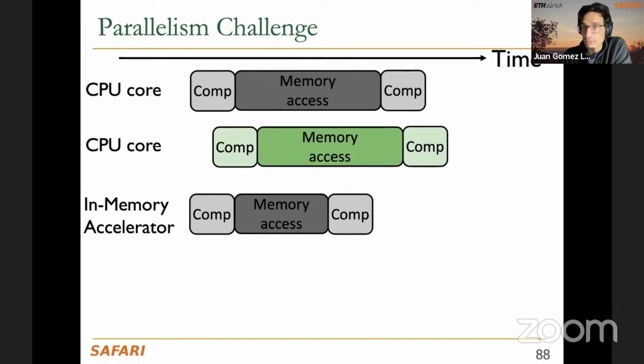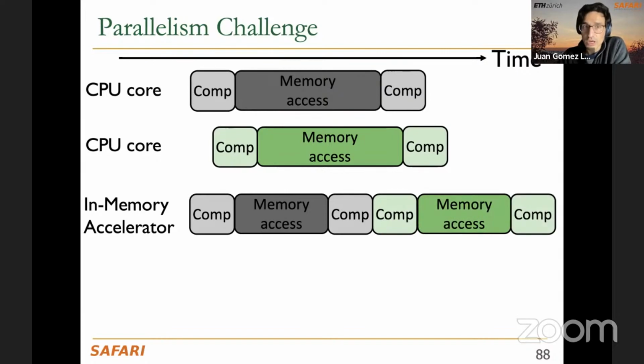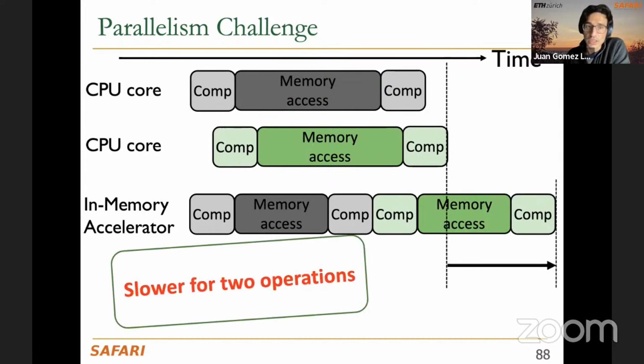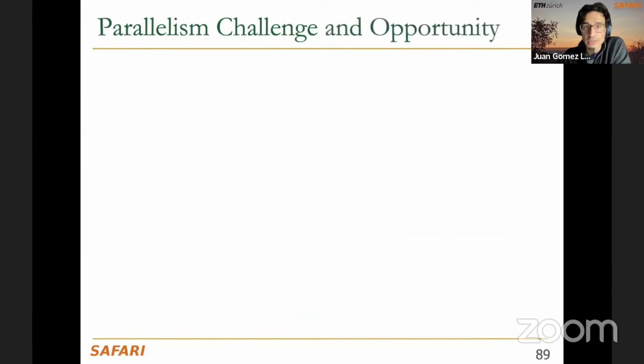And they can access memory in parallel as well. So if we try to do 2 accesses in the memory accelerator, in the end, we will have to do them one by one. And what that means is that it will be slower for 2 operations, right? Because we cannot parallelize the execution as we do from the CPU side.